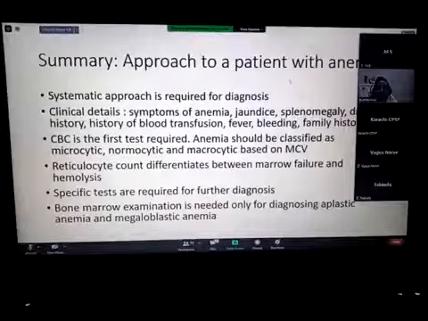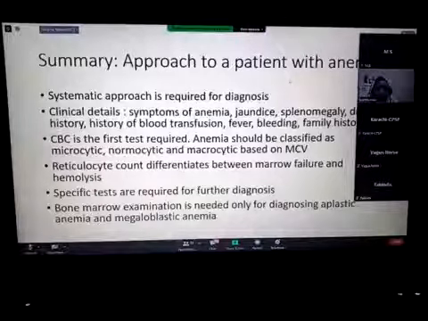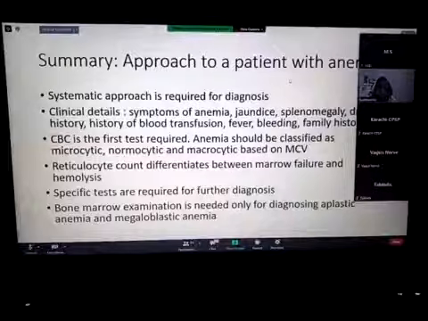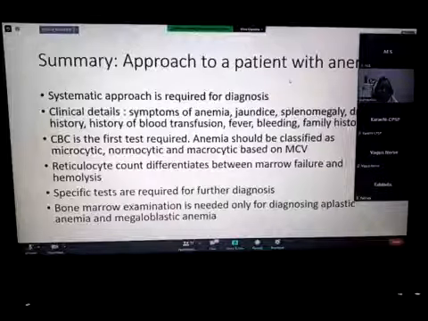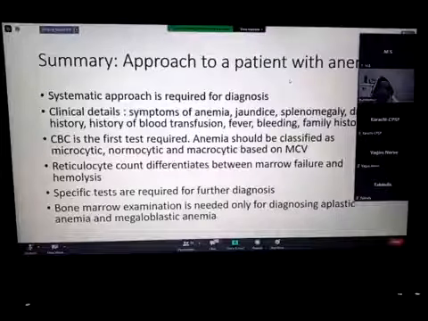And one thing I want to emphasize, that bone marrow examination is usually not needed for diagnosing anemia unless there are two conditions in which it is required. One is aplastic anemia and the other is megaloblastic anemia. Otherwise, usually we don't consider doing bone marrow examination for diagnosing anemia.